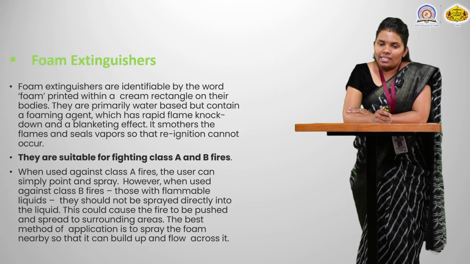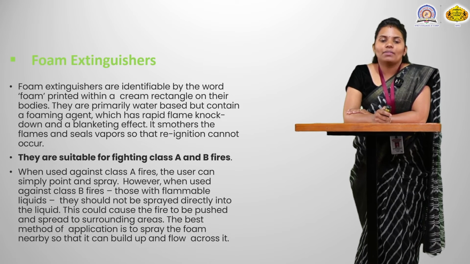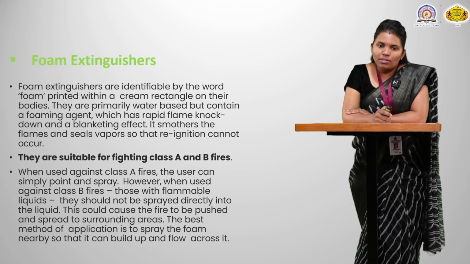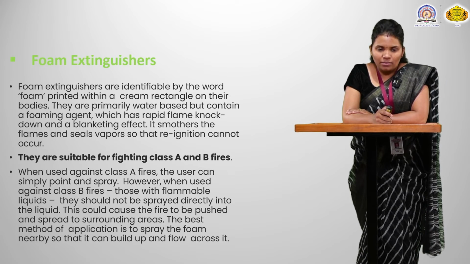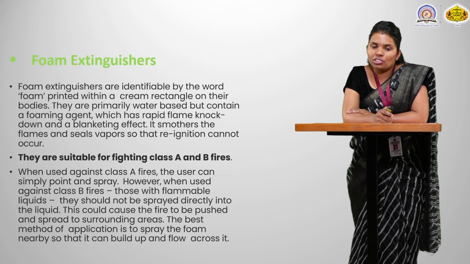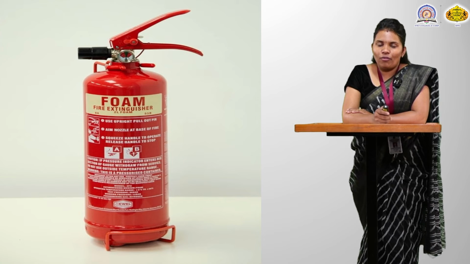When used against a class A fire, the user can simply point and spray. However, when used against a class B fire, those with flammable liquids, they should not be sprayed directly into the liquids. This could cause the fire to be pushed and spread to the surrounding area. The best method of application is to spray the foam nearby so that it can build up and flow across it. So, this is the foam fire extinguisher.